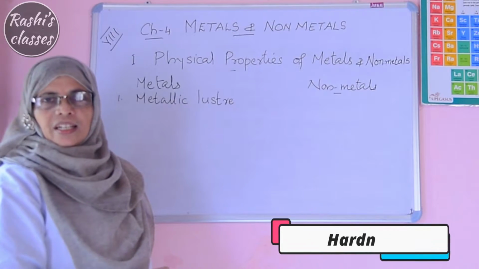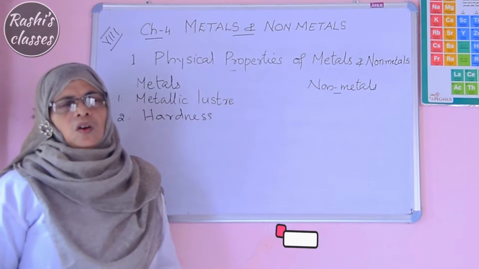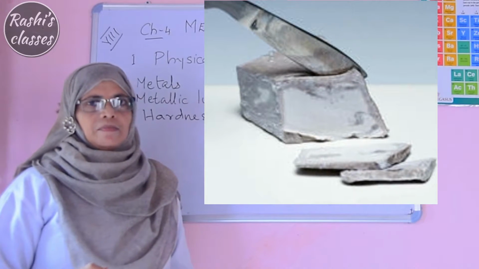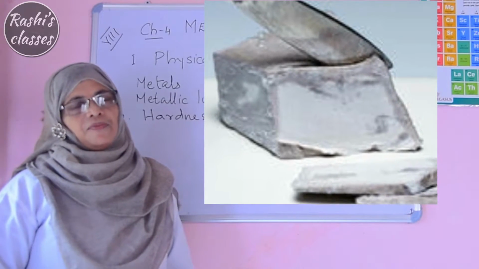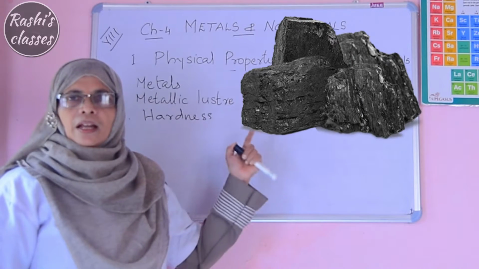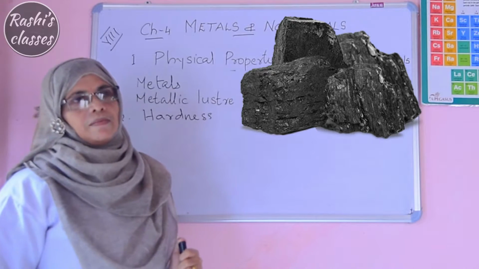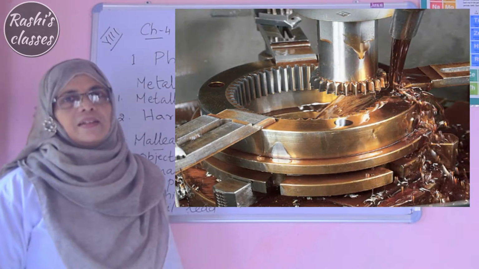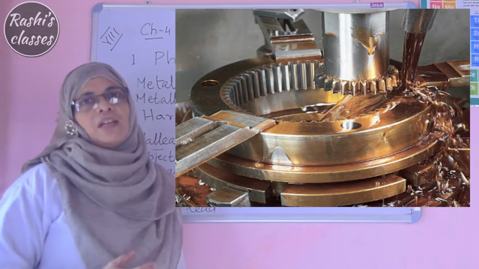Then the second property is hardness. Usually metals are very hard. Only a few exceptions are there. Sodium and potassium are very soft metals. They can be cut with a knife. Then about non-metals, they do not have metallic luster, they have a dull appearance, and they are not very hard. We make tools and machineries using iron and copper because it is very hard.